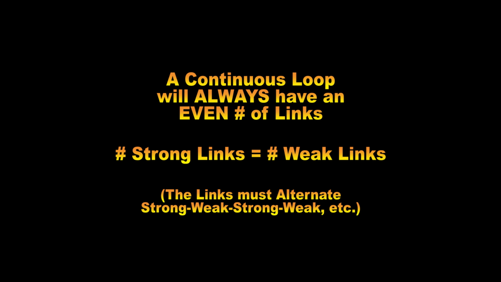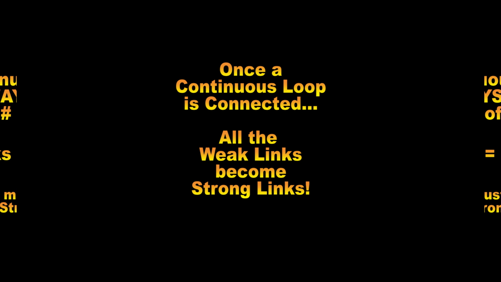But because a continuous loop has no real beginning and no real end, and because it goes round and round, there cannot be any deviations in the perfect strong, weak sequence. To repeat, just remember that in order for the loop to be truly continuous, it must have an even number of links. This is very, very important. The greatest thing about a continuous loop is that once it is connected, all the weak links become strong links. And this phenomenon can produce huge numbers of candidate eliminations at once, as you will see.